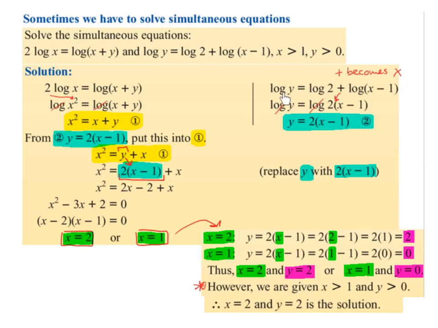So now we have a single log on either side, so we can cancel them out, bring down the y, and bring down the 2 times x minus 1. And here we have our second equation. So now it's just simple algebra.